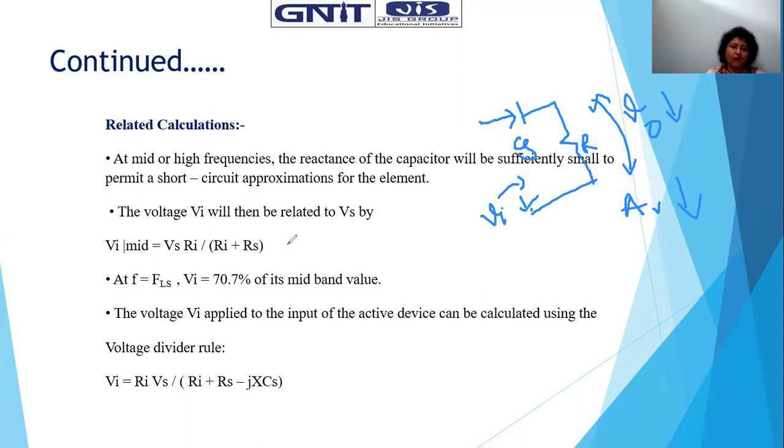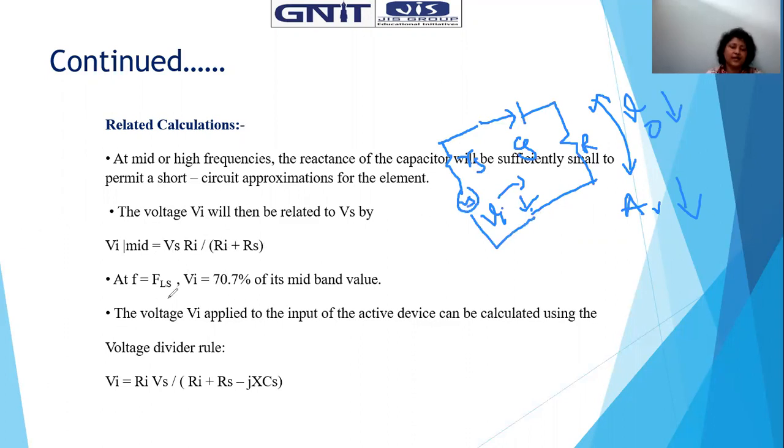So let's see the existence of the CS. So what we found, Vi mid with respect to lower frequency, that is the higher frequency range, the mid frequency range, meaning after the lower frequency range. So what we have, Vs into Ri by Ri plus Rs. That will be the total impedance. Okay. Ri plus RS means here basically we are considering that RS, and we have VS as input voltage.